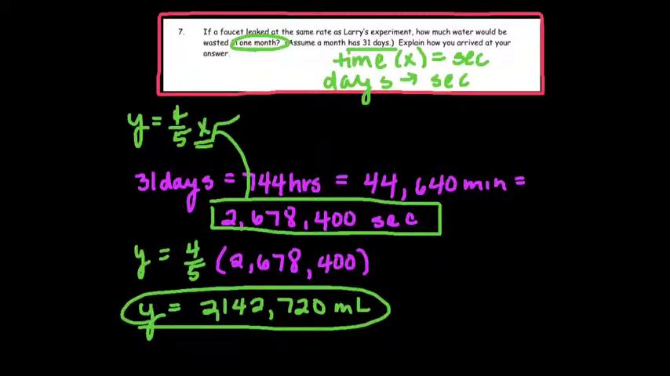So quite a bit of water I would lose in that 1 month. Now, how do we get to that answer? Obviously, we had to convert our days down to seconds and then just plug it into our equation. So lots of math for a simple answer, but it still works and it's a little bit faster than trying to figure out a table or a graph.